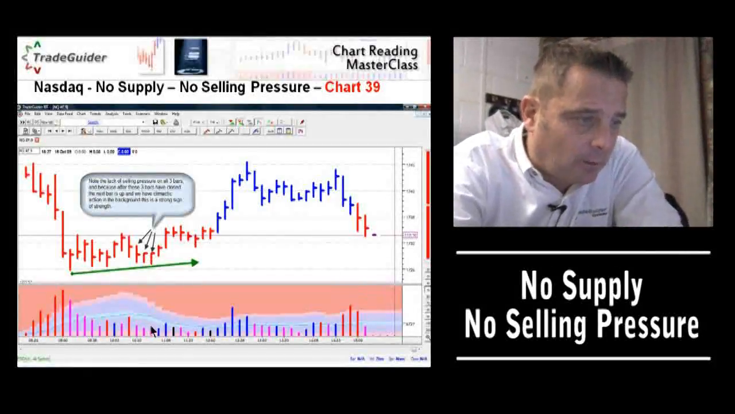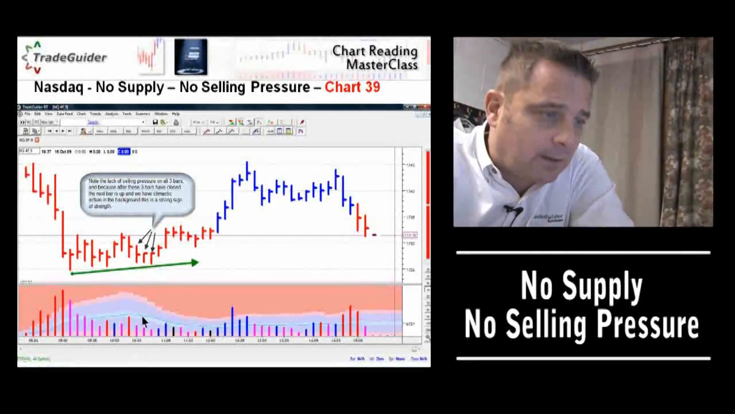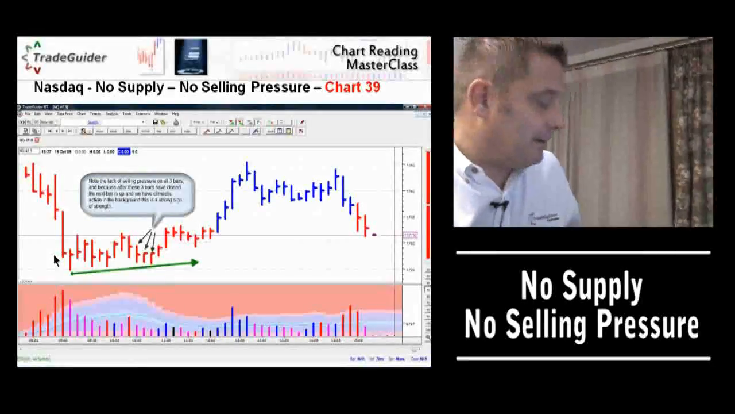There's lack of selling on each bar. Look, the bars close level, the volume declines. Level bars like that, with volume declining and strength in the background, show lack of selling.